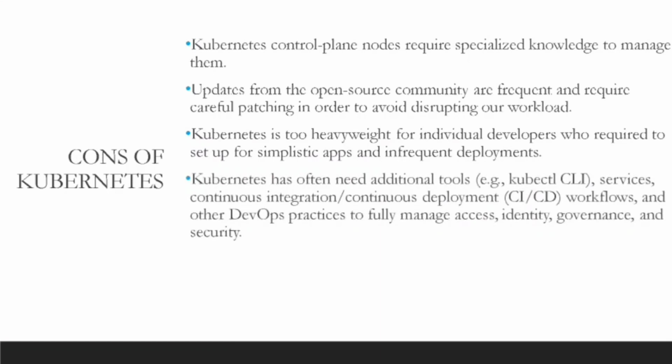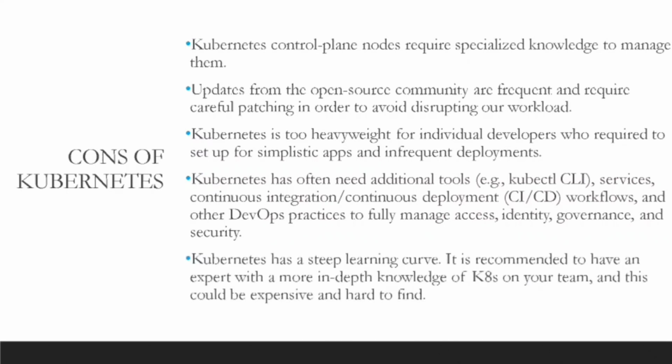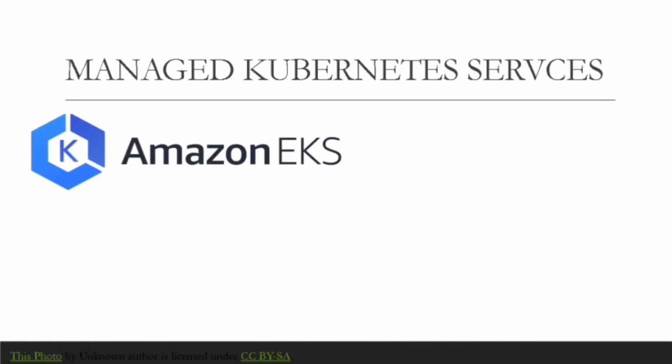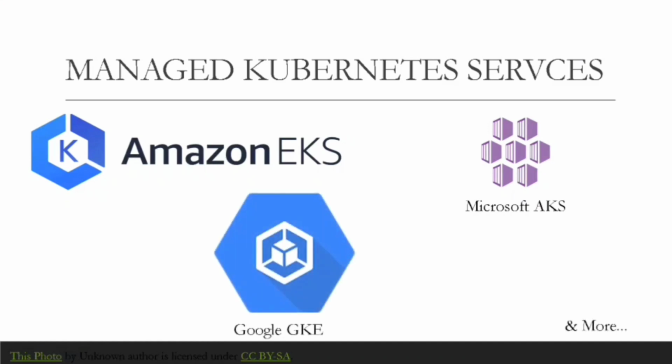And Kubernetes often needs additional tools like the kubectl CLI, that is the Kubernetes CLI, services, CI/CD, workflows, and other DevOps practices to fully manage access, identity, governance, and security, and all these. So to resolve this con, cloud service providers came up with paid managed Kubernetes services like AWS EKS, that is Elastic Kubernetes Service, Azure AKS, that is Azure Kubernetes Service, and Google GKE, that is Google Kubernetes Engine.